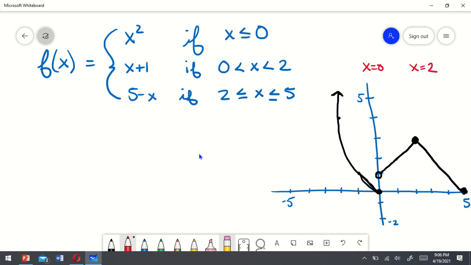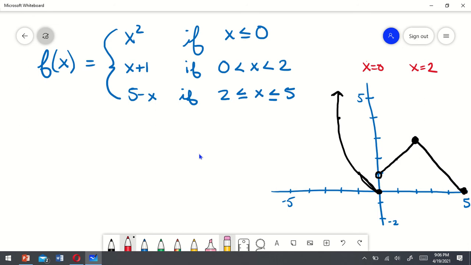I was graphing the parabola till I got to 0, then I had to change rules. Then I was graphing this increasing line segment until I got to 2, then I had to change rules and I get this decreasing one. So we can pay some special attention to when x is 0 and when x is 2. Those could be 2 places where our function may not be continuous.